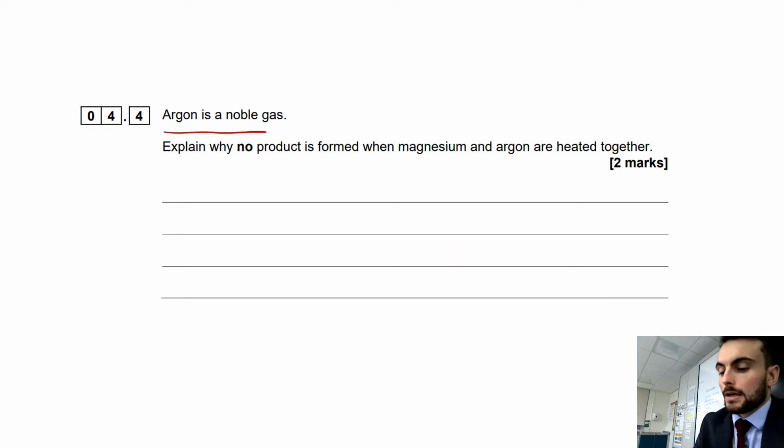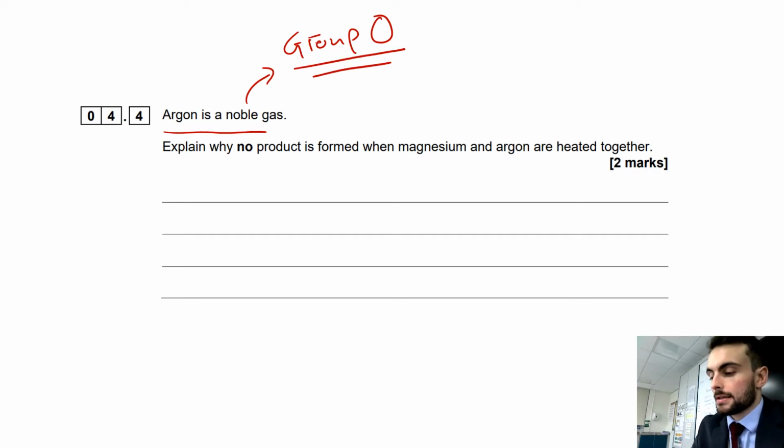Argon is a noble gas. As soon as it says that, group 0 should be what you're thinking of: what group is it in the periodic table? Explain why no product is formed when magnesium and argon are held together.